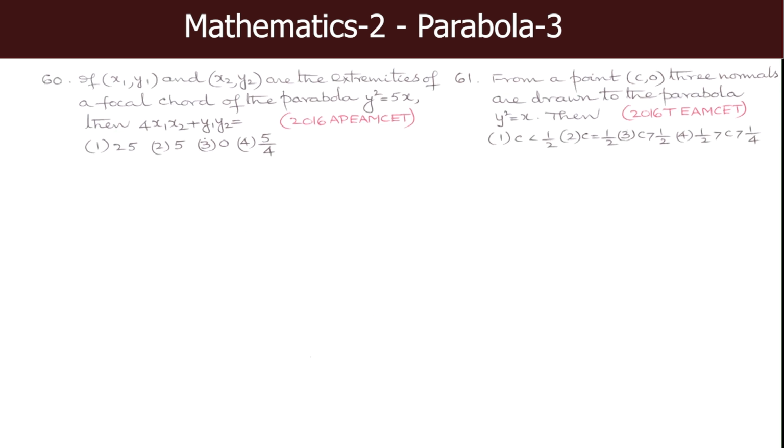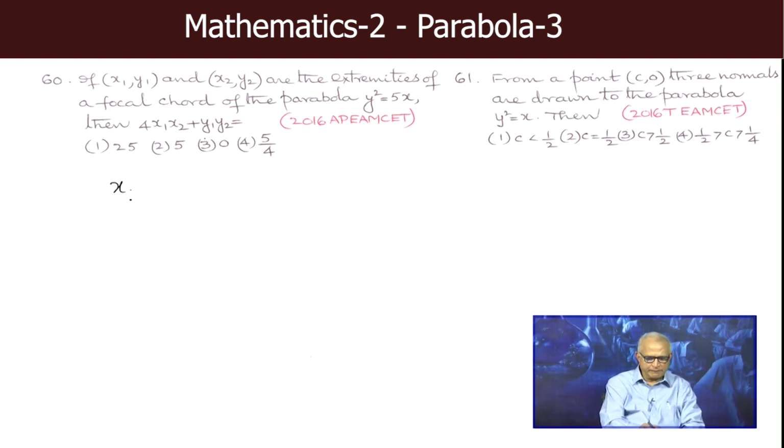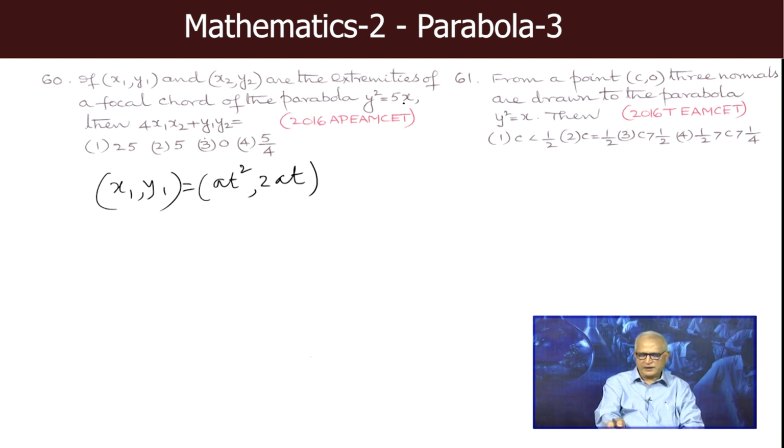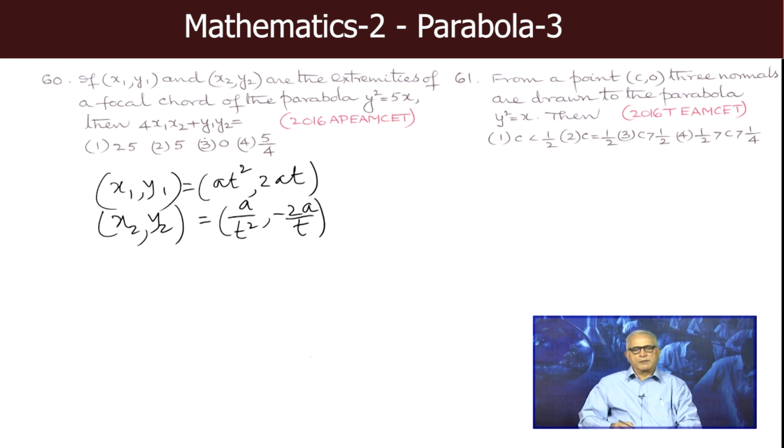Next, 60. If (x1, y1) and (x2, y2) are the extremities of a focal chord of the parabola y square equal to 5x, what is the value of 4x1x2 plus y1y2? Well, for a focal chord of a parabola, x1 is a t square, y1 is 2at. Well, a is 5 by 4, nothing to worry. x2, y2 is a by t square, minus 2a by t, because the parameters for the focal chord will be t and minus 1 by t. Product of the parameters is minus 1.